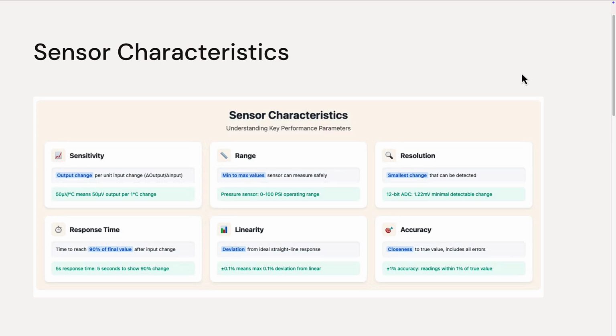Linearity is the deviation from the ideal straight line response. Accuracy and linearity are related to the error rate, and also the difference from the ideal response, because sometimes the response to the physical phenomenon is not perfect. And the accuracy is the closeness to the true value, including all errors. Any sensor in the world will have a certain error. And this error, of course, we need to reduce to the maximum, otherwise it may impact the performance of the application.